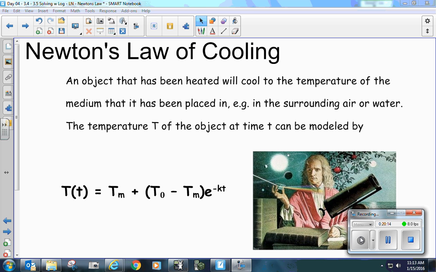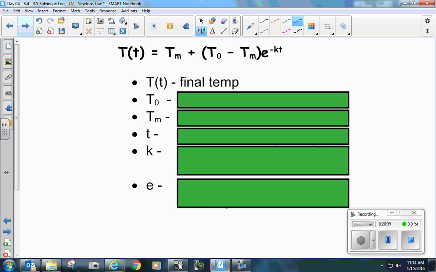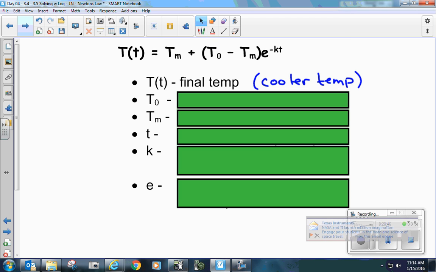With that said, let's take a look at this. You're going to be given 2 or 3 temperatures. This first one, capital T sub little t, is your final temperature. I want you to write something else besides final temp: this is called Newton's law of cooling. This will end up equaling your cooler temperature. Like if I had coffee at 200 and it cools to 68, this is the 68.